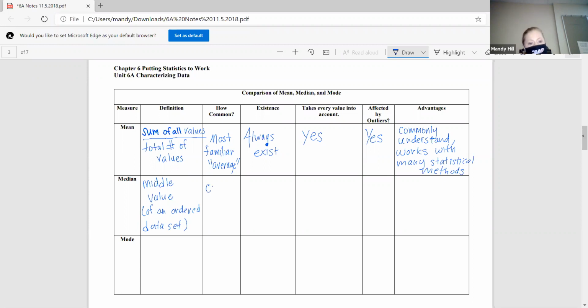It's very common that somebody would talk about the median. As long as you've got a list of numbers, it always exists. You can find the median. Does it take every value into account? No, right? Because the only thing it takes into account is the number in the middle, so it doesn't take anything in the other numbers into account.